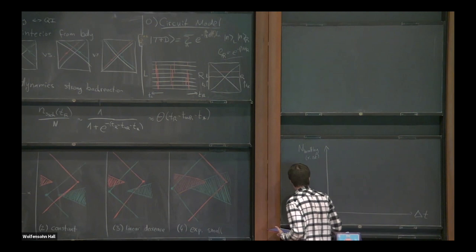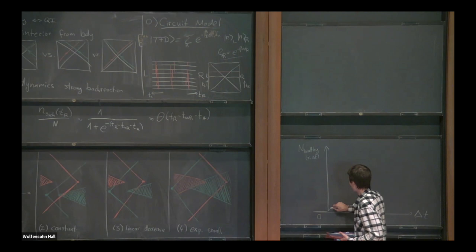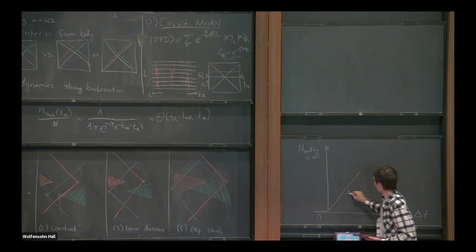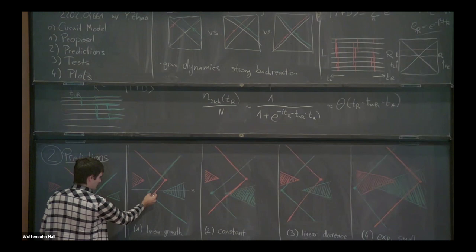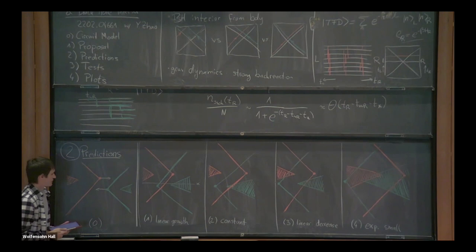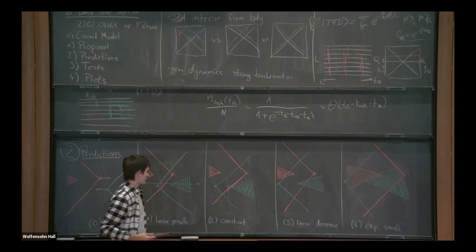And then we would predict that in this first regime, there's linear growth of the number of unaffected gates in the overlap regions. Okay, so it's linear growth because, as you say, as you keep moving the green one to the left, this overlap region on a constant x slice will grow linearly. And this is going to happen until this butterfly cone spoils it.